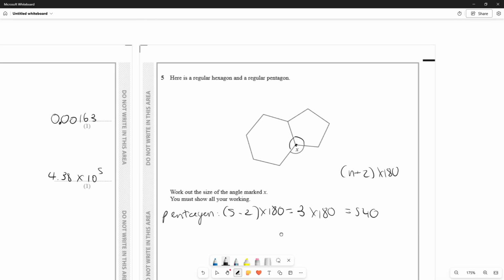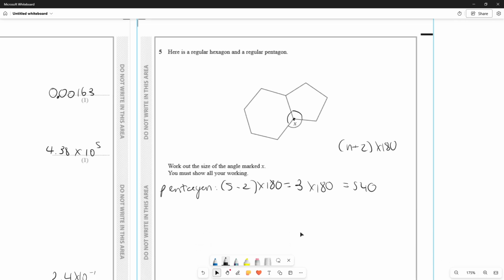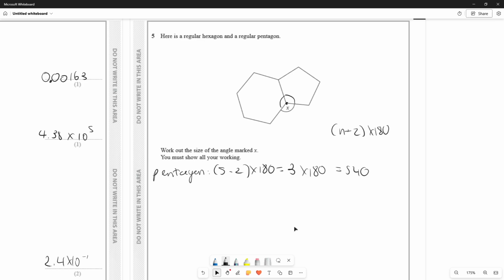Now that is the sum of the total angles. A pentagon has 5 sides, so 5 angles. And because it's regular, every single angle will have the same size. So imagine we call these all y, and we have 5y. Once we figure out y, we just divide by 5. Hopefully that kind of makes sense. And so 540 divided by 5 is equal to 108. So this angle here is 108.